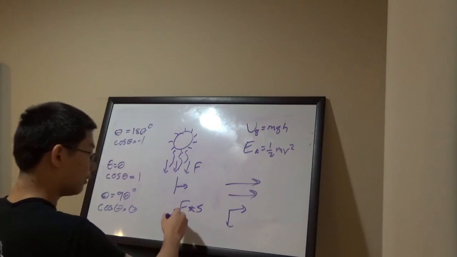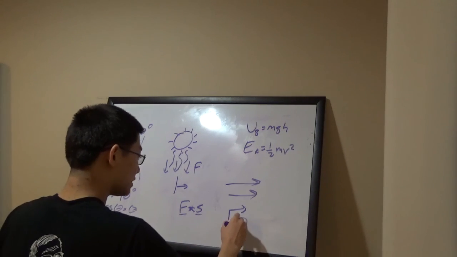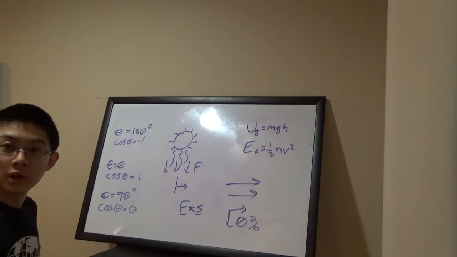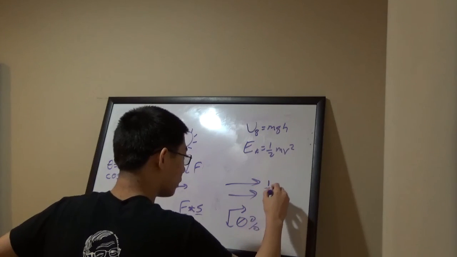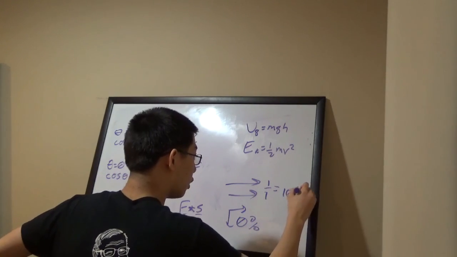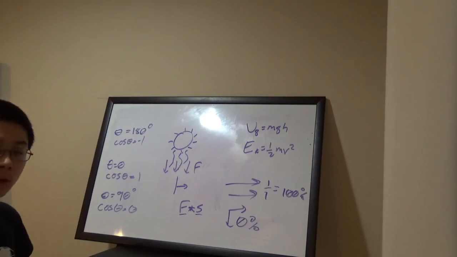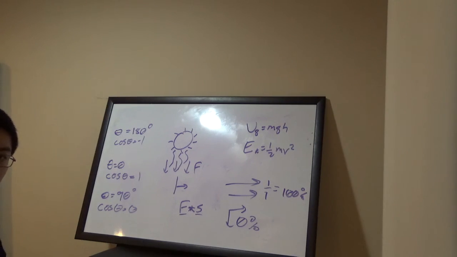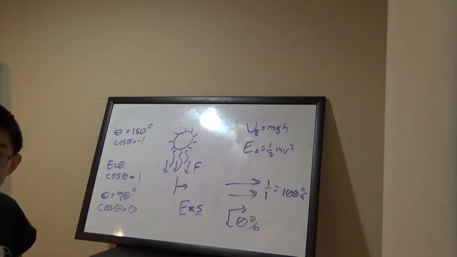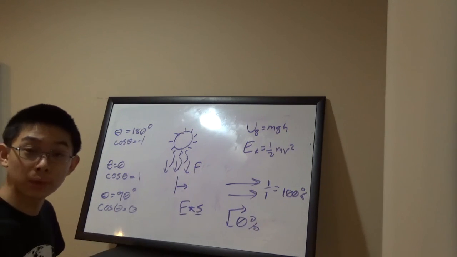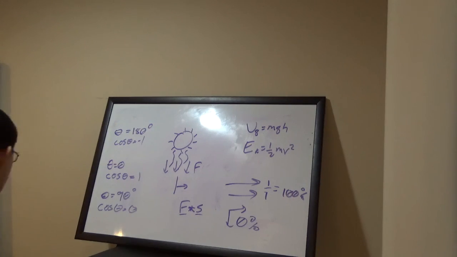If F and S are perpendicular, we get 0% of all the work. If F and S are in the same direction, then we get 1 out of 1, or 100% of all the work that's done, all the energy from the sun. Alright, so this is just an introductory video on all of these concepts. We will definitely review these concepts in the next video, because we want to find relationships between work and different types of work, and different types of energy.